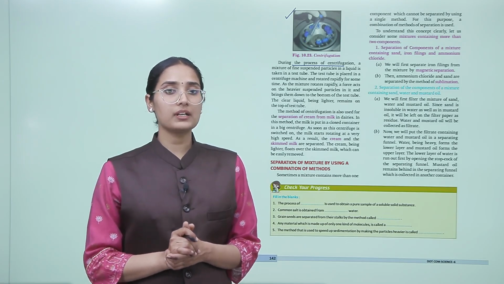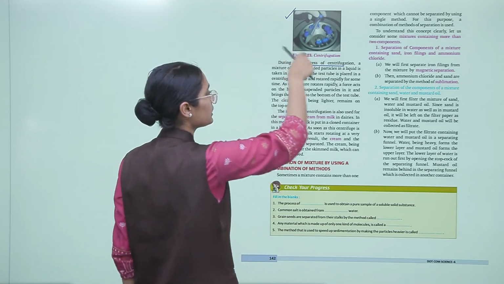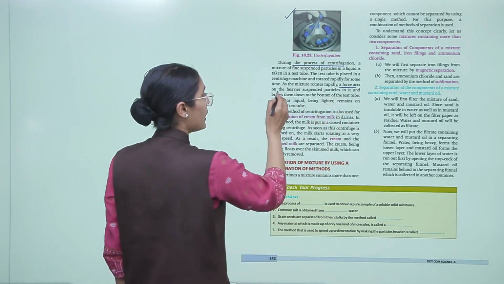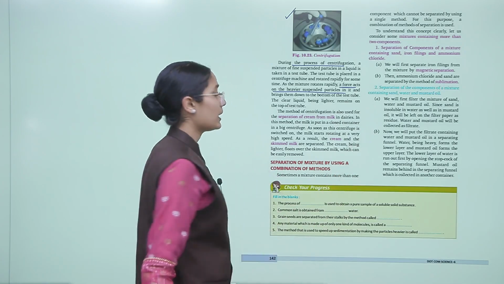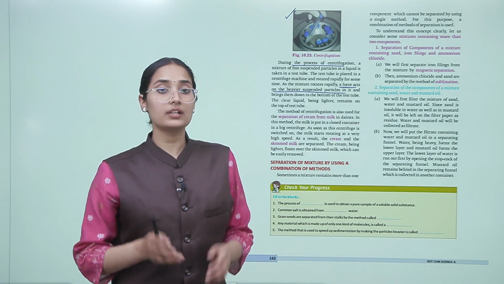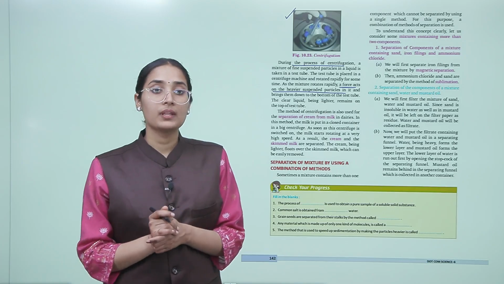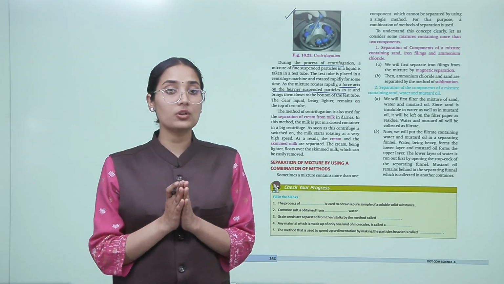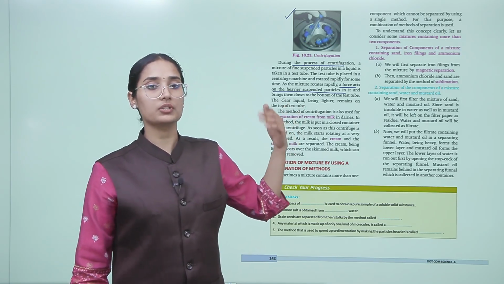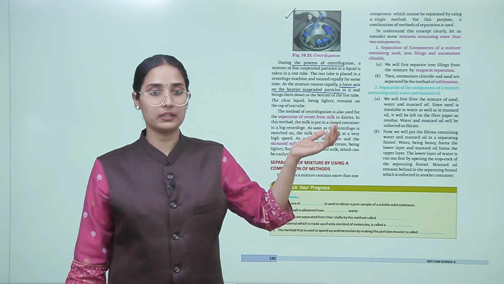As the mixture rotates rapidly, a force acts on the heavier suspended particles. So as it rotates, the centrifugal force acts on the heavier suspended particles in it and brings them down to the bottom of the test tube. Now the clear liquid, being lighter, remains on the top of the test tube. This method of centrifugation is also used for separation of cream from milk. This method is also used in industries where the cream is separated from the milk, right?